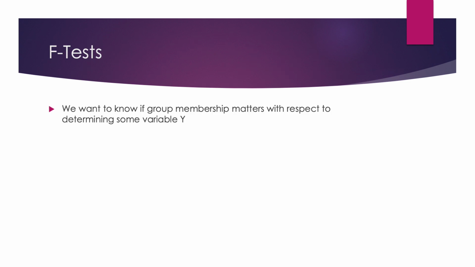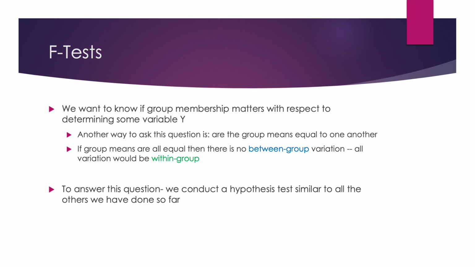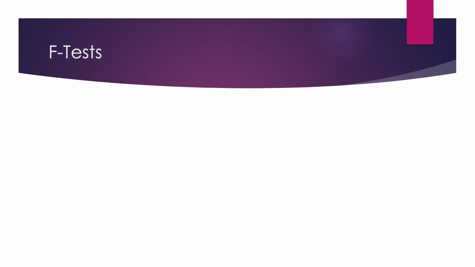So in F-testing, we want to know if group membership matters with respect to determining some variable, Y. And another way to ask this question might be, are the group means equal to one another? If all the group means are equal, then there is no between group variation. All the variation would be within group. To answer this question, we're going to conduct a hypothesis test similar to all the other ones that we've gone over so far.